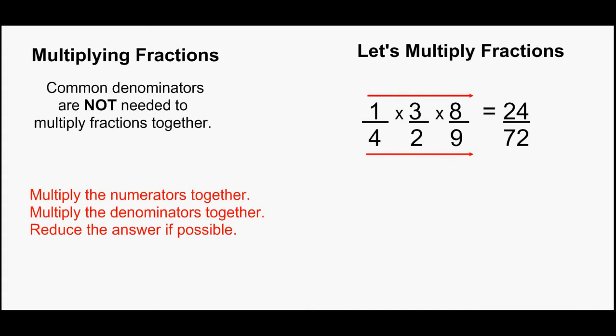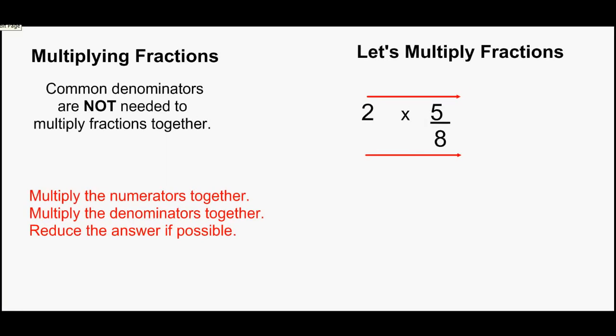Then multiply the denominators together. 4 times 2 times 9 equals 72. Our answer, 24/72, can be reduced to 1/3.